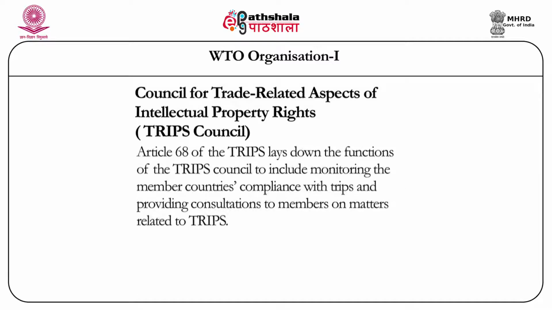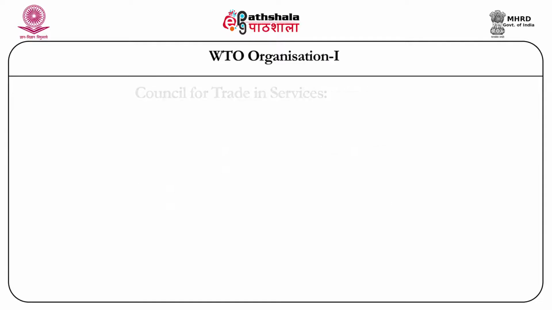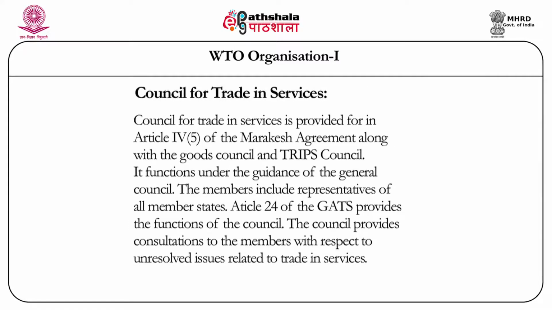Article 68 of the TRIPS Agreement lays down the functions of the TRIPS Council to include monitoring of the member countries' compliance with the TRIPS Agreement and providing consultations to members on matters relating to the TRIPS Agreement. The Council for Trade in Services. The Council for Trade in Services is provided for in Article 4, paragraph 5 of the Marrakesh Agreement along with the Goods Council and the TRIPS Council.